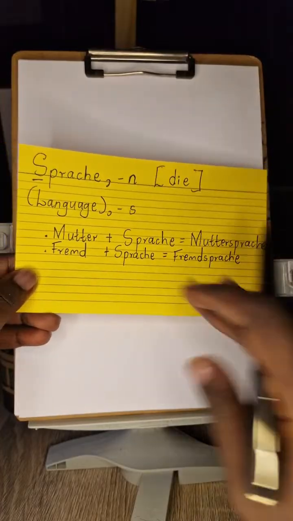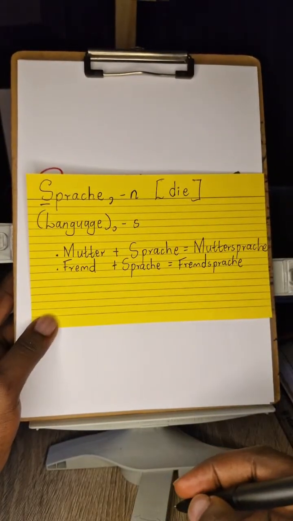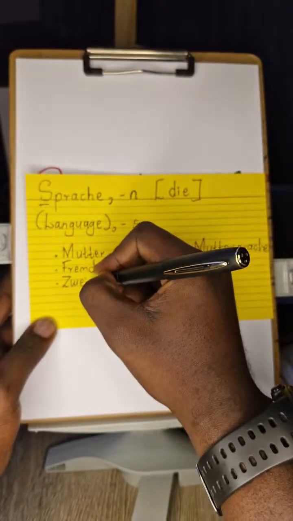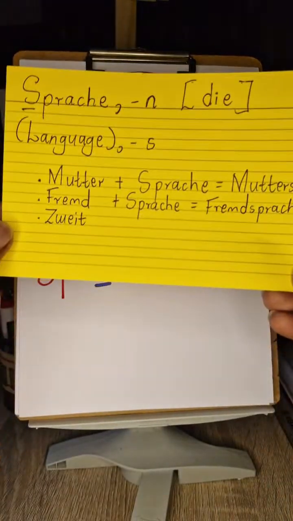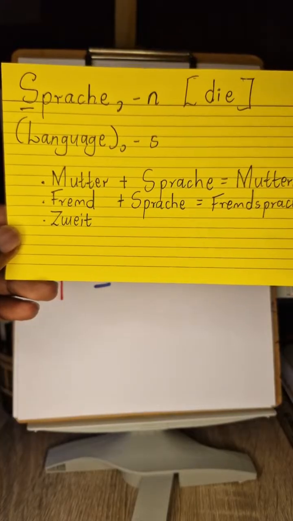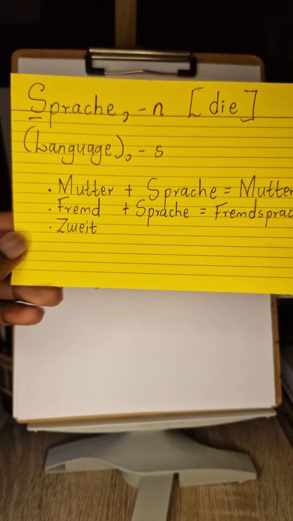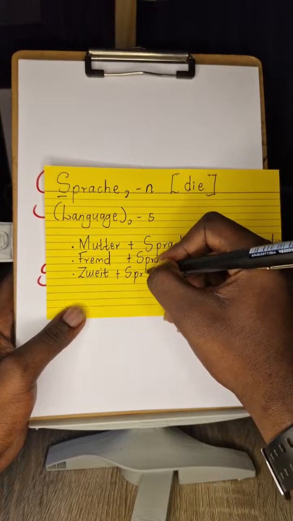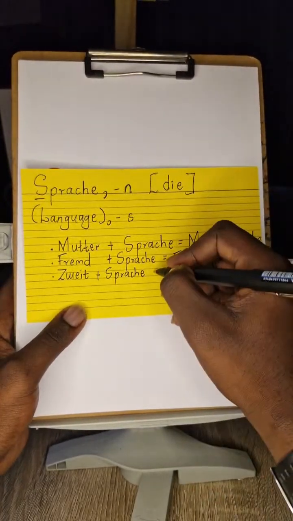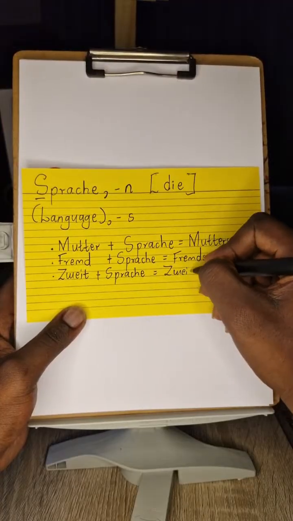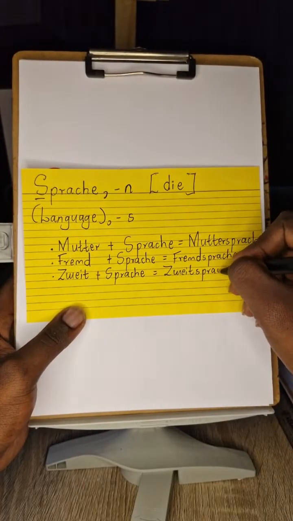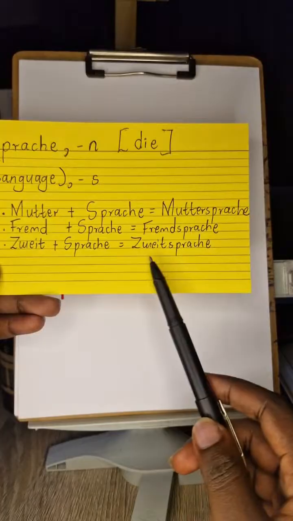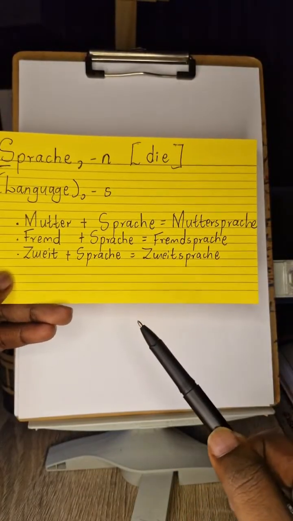Okay. Now the same one, you could proceed to join it with, you want to say second language. Now second is normally zweit. Second. Remember we have zwei. No, zwei alone is two. But from the word zweit, second. And then you also join it with the Sprache. Now it would become Zweitsprache. Look at that. Second language. All right. Zweitsprache. One word. That now means second language.